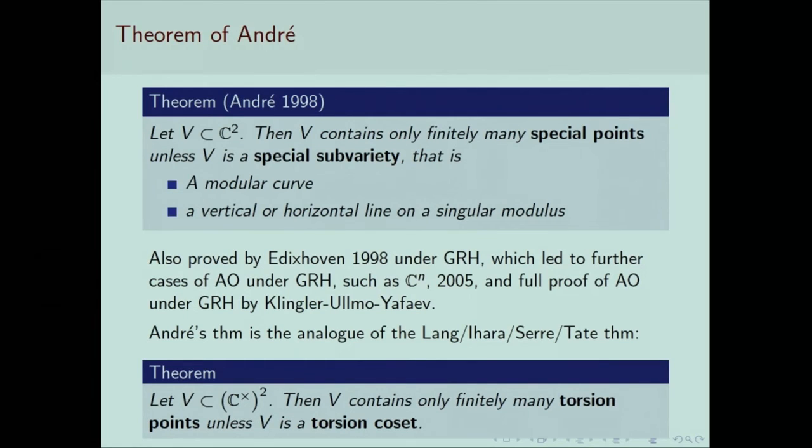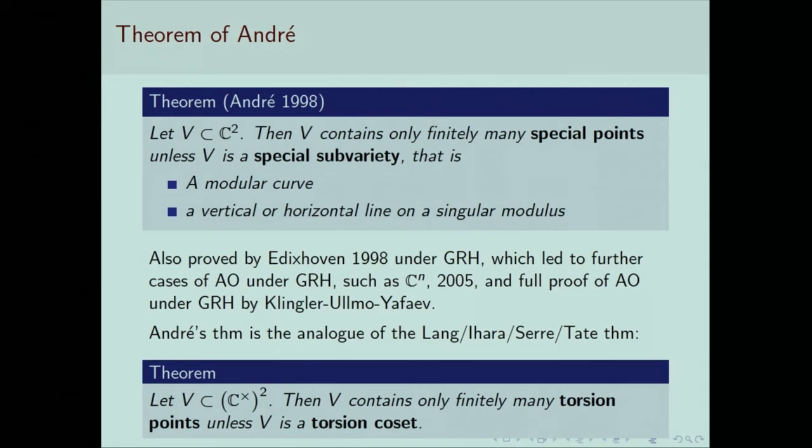So here then is the theorem of André. So now we take a subvariety of C squared, and we go looking for points on the curve V whose coordinates are singular moduli. And the theorem is that V contains only finitely many such special points, unless V is a special subvariety. And the special subvarieties are either a modular curve, phi n of xy equals 0, or a vertical or horizontal line on a singular modulus.